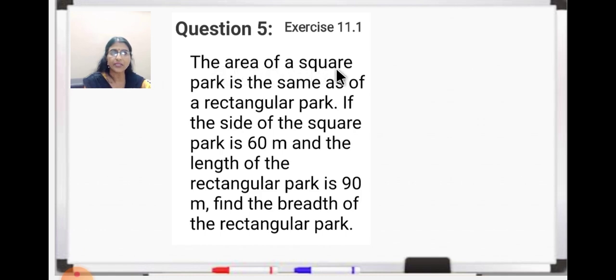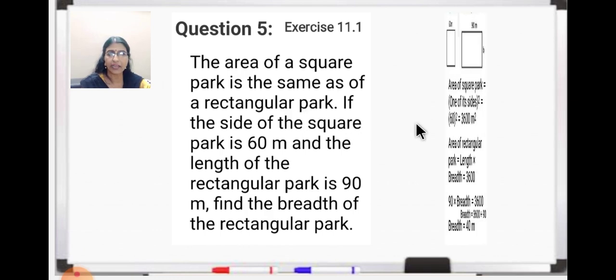The area of a square park is the same as that of a rectangular park. If the side of the square park is 60 meter and the length of the rectangular park is 90 meter, find the breadth of the rectangular park. So let us see how to solve it.